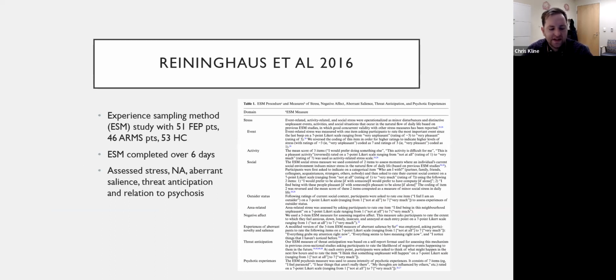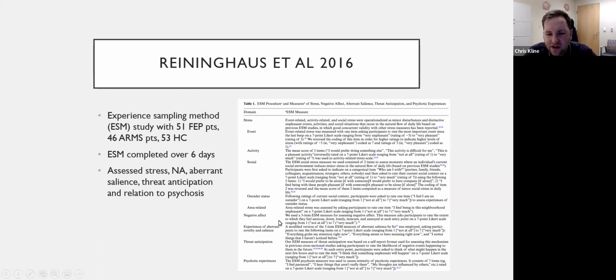Okay, so this last study aimed to investigate whether elevated stress sensitivity, experiences of aberrant novelty and salience, and enhanced anticipation of threat contribute to the development of psychosis in daily life. And so for us, the most important piece is the stress sensitivity component. So they used the experience sampling method we talked about earlier. Again, it's a self-reported diary of patient experiences recorded 10 times a day for 6 days.